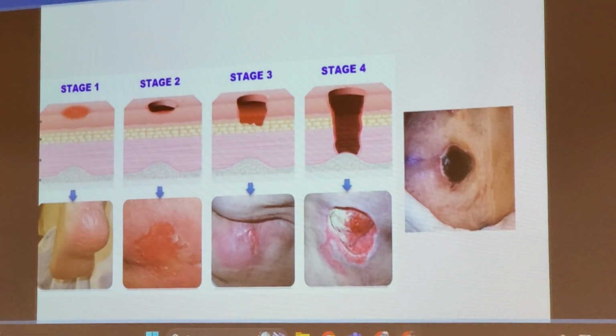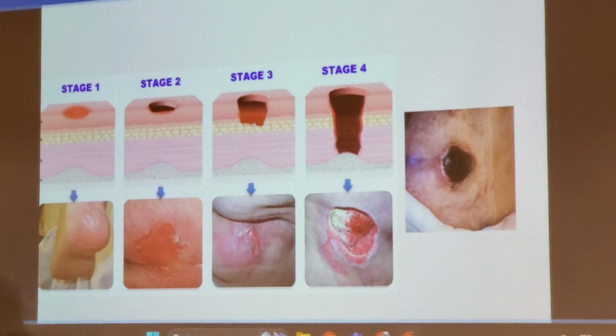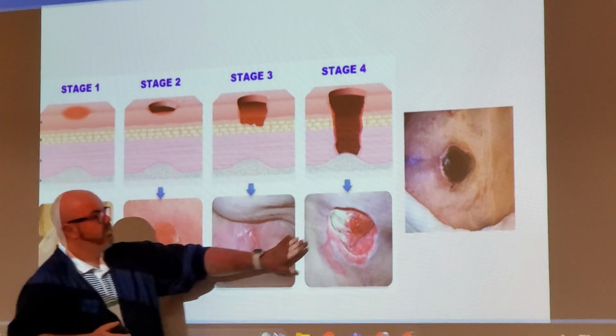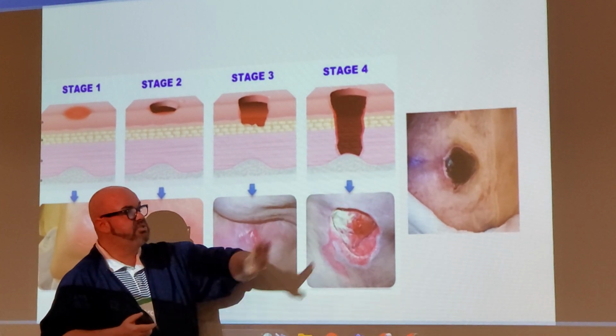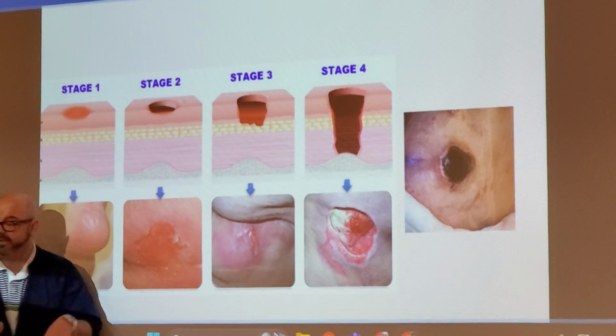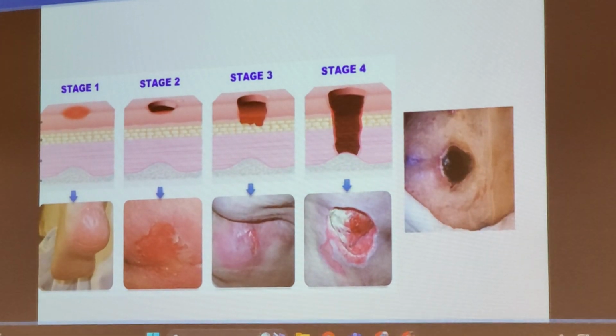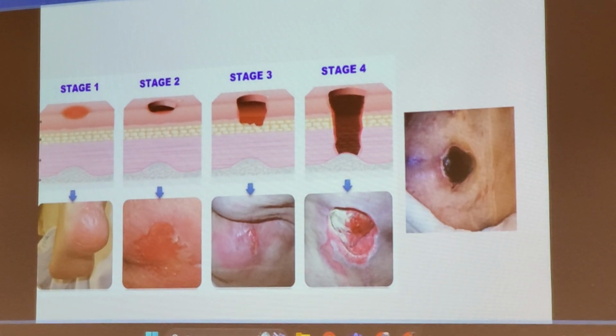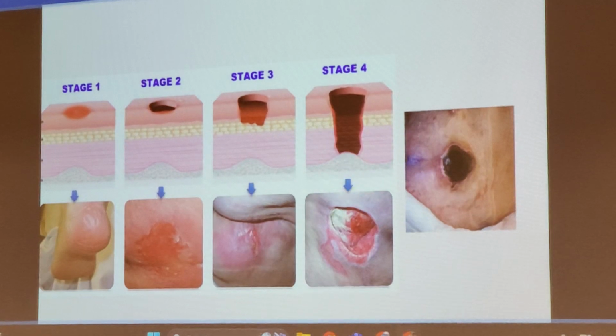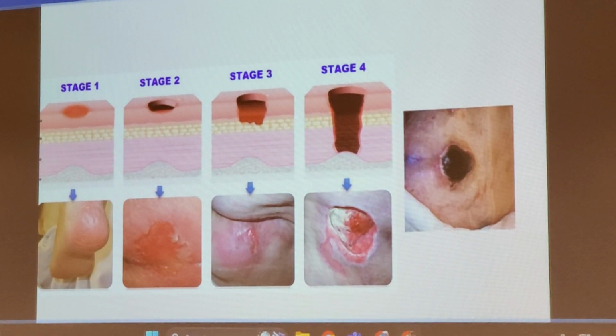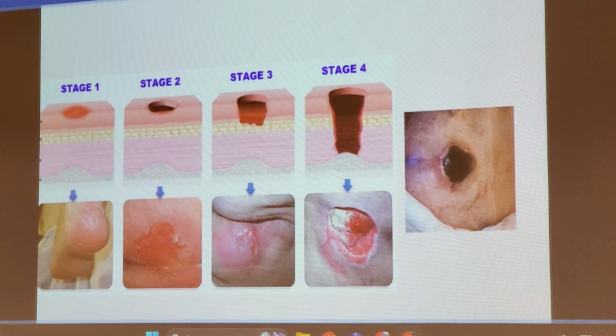Last one is your unstageable. That's the eschar. The slough looks exactly the same. So this would be an example of the slough, the yellowing fibrous tissue. It's the same thing, same appearance, except it's yellow instead of black. But I can't see the wound bed because your body's trying to create a covering to protect it. So it'll just cover over.